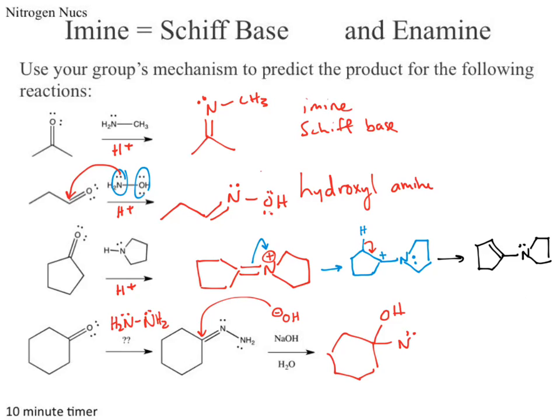Which way would it decompose? Which is the stronger nucleophile, nitrogen or oxygen? Nitrogen. So what happens? Nitrogen comes back down, reforms a double bond, kicks out the OH. Hydroxide is not acting as a nucleophile.